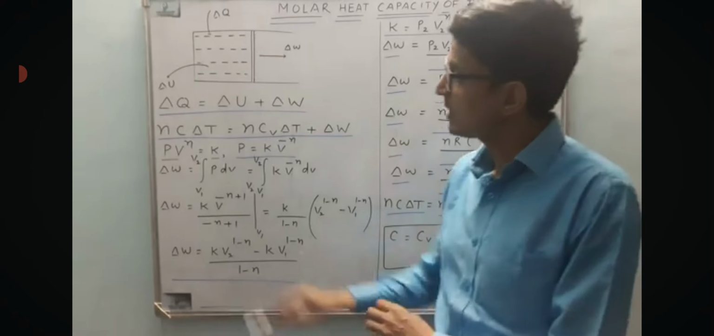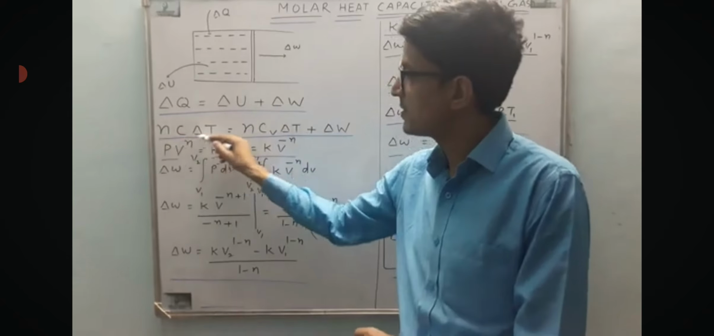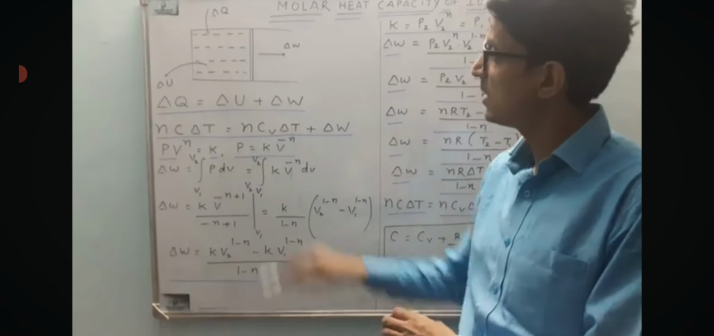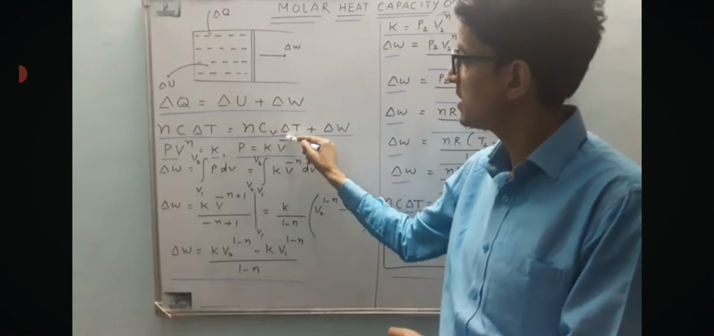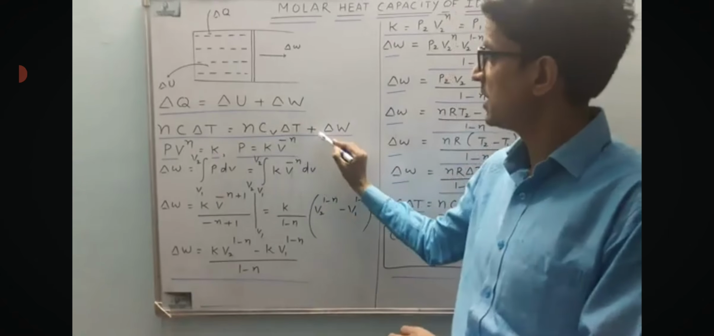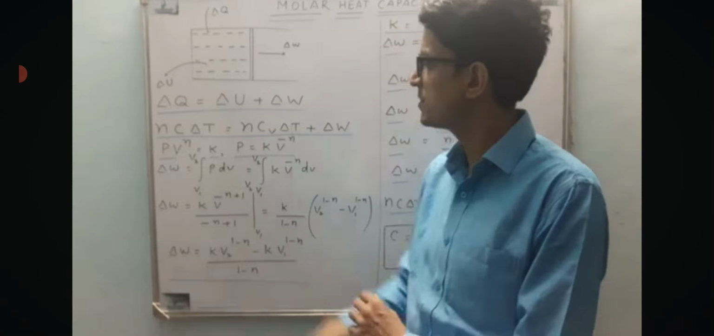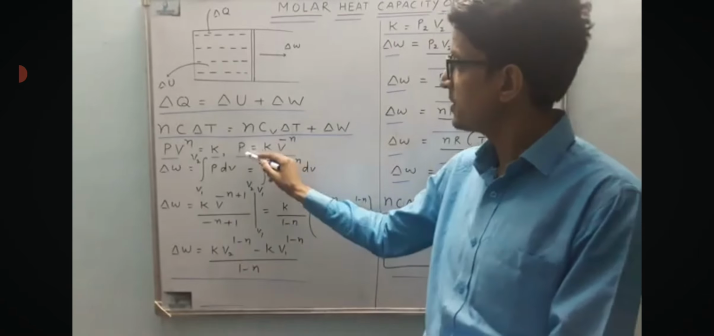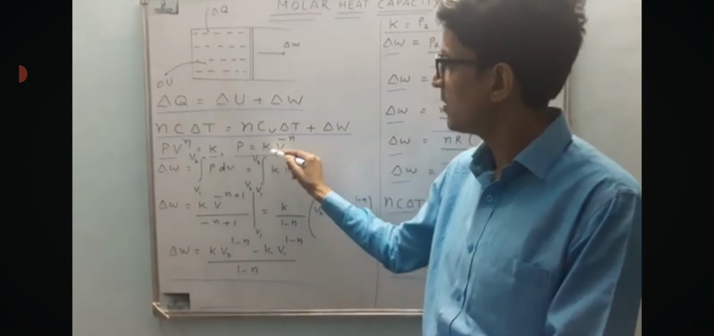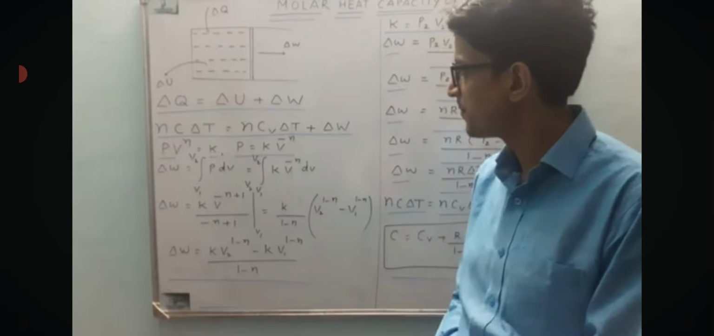Now, we know that delta Q can be written as nC delta T, and delta U is nCv delta T, plus delta W. The equation of the gas is PV raised to power n is equal to K, which is constant. So we can say that P is equal to K V raised to power minus n.